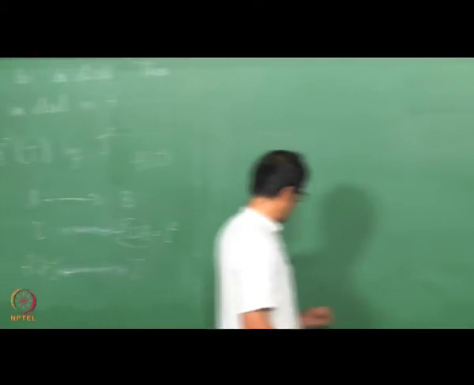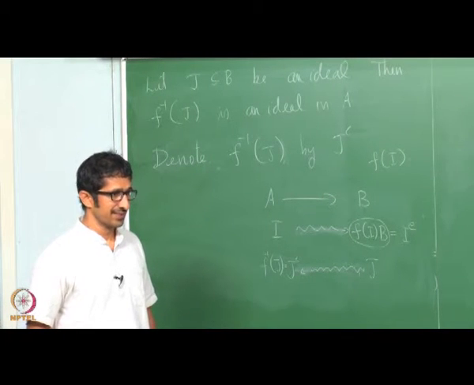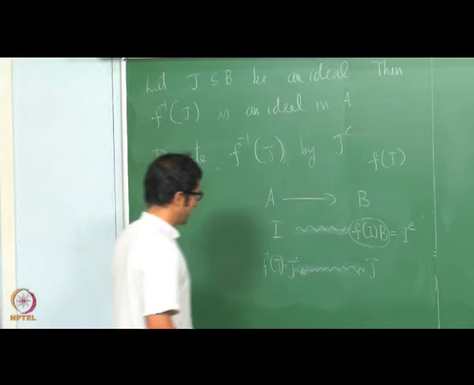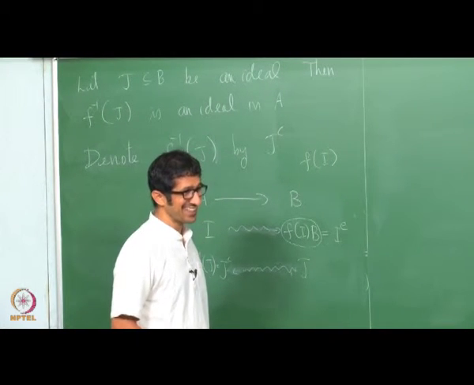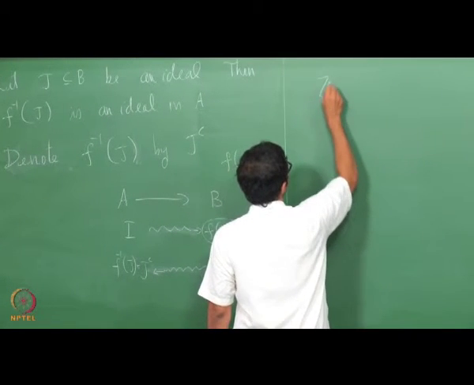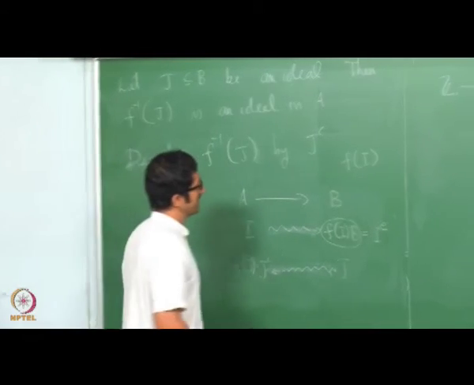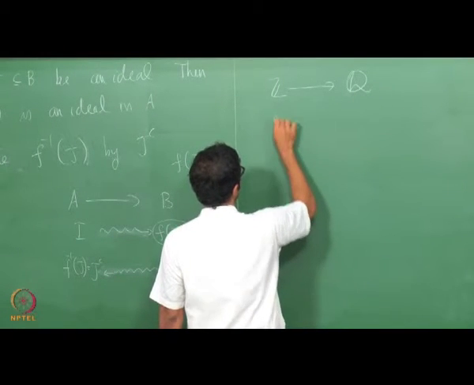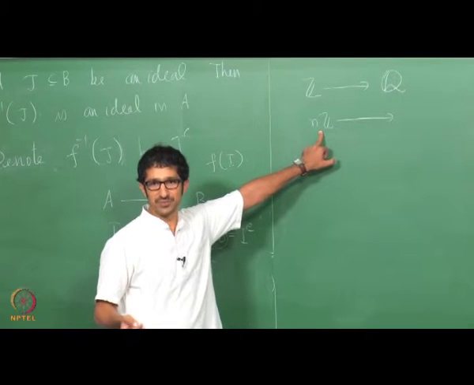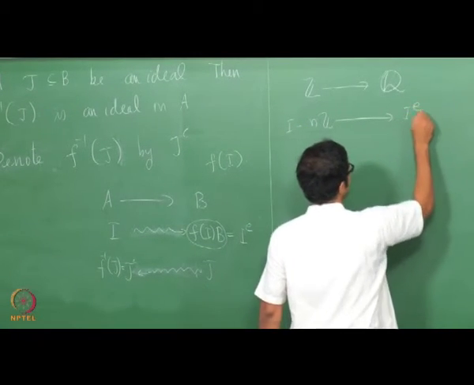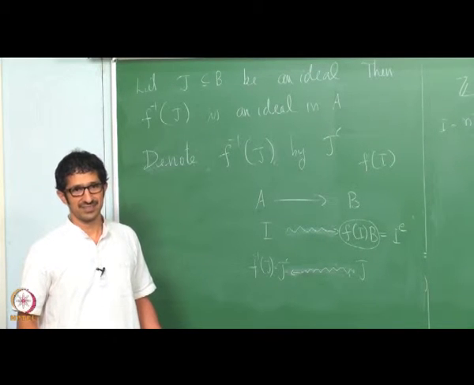First, let's look at one or two examples. Will it give the same thing? f of f inverse of J? Yeah. So, probably you have this example in mind. If you have this, the natural inclusion map. What do you get? I start with any nZ. I go here, what is the extension of this? It will be the whole Q, right? If this is I, then I^e is Q. So, if I contract it back, I get the whole of Z. They are not equal.